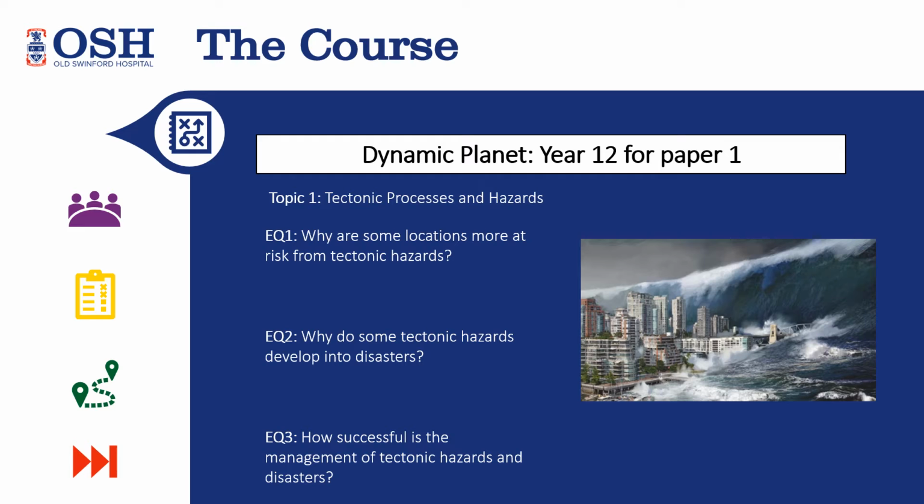are tectonic processes and hazards. So you'll be looking at why some locations in the world, particularly those around the Pacific Rim, are more at risk from tectonic hazards. Why do these particular tectonic hazards develop into disasters, and really how successful certain countries are in their management of these tectonic hazards and disasters.